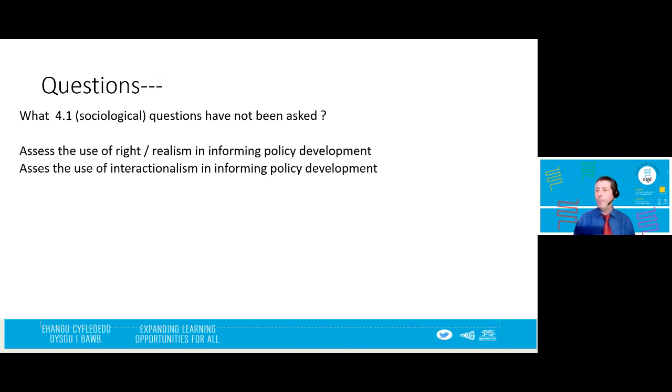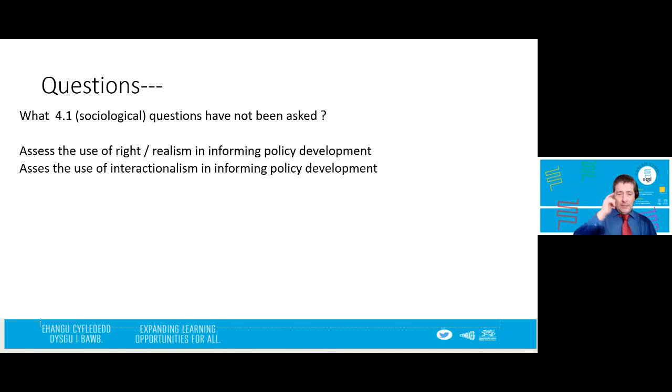And then when it comes to 4.1, which questions have not been asked? Well, they haven't specifically asked for the use or the influence of right realism in informing policy development. That's one reason why I spent quite a bit of time discussing that today with you. And they haven't actually asked a question on how interactionism itself has influenced policy development. Again, I'm not a big fan of question spotting because it honestly bears no correlation to what actually happens when questions are set.